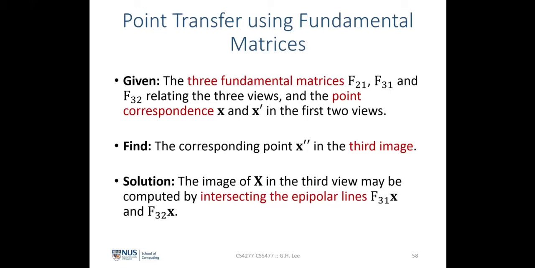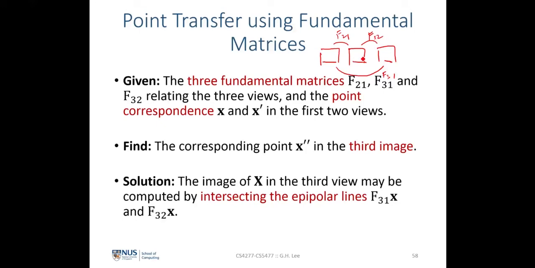Now we can use the fundamental matrix between the three views that we denote as F21, F31, and F32. We have three views over here: first view, second view, and third view. F21 relates the first and second view, F31 relates the first and third images, and F32 relates the second and third image.